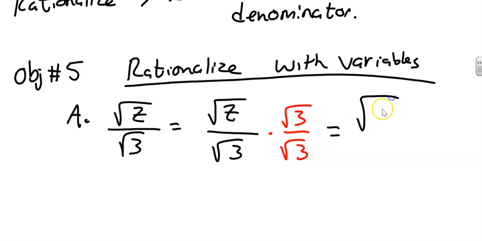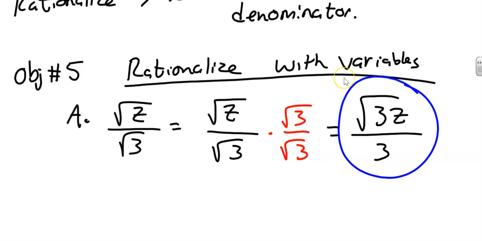On the top it makes it square root of 3z. On the bottom, 3 times 3 is 9. We square root it, we're back to the 3. So that would be the number we're looking for. And this one's inside the square root, so there's nothing you can do to cancel, because you're only going to cancel what's on the outside. So that one would be the answer we're looking for.